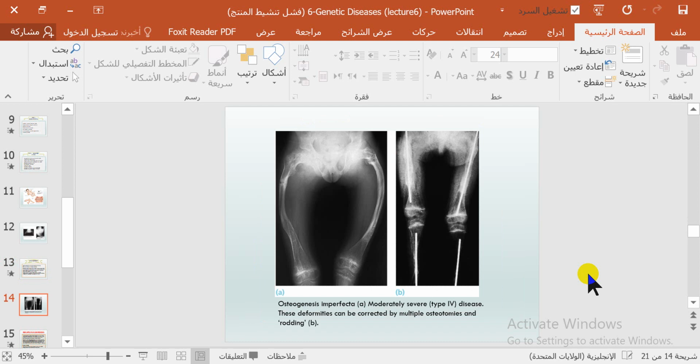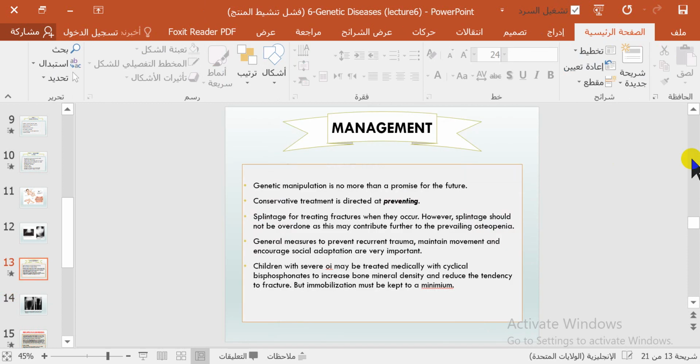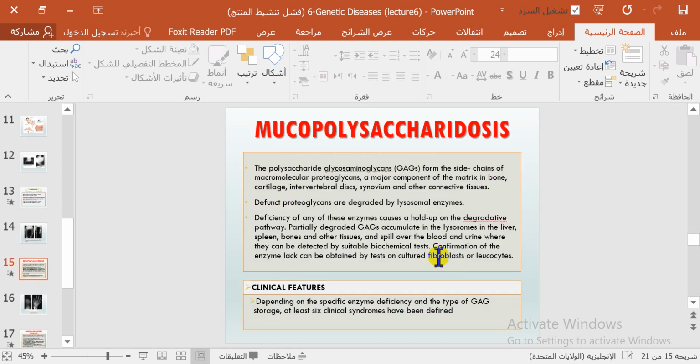Here, osteogenesis imperfecta with bowing of both femora due to multiple fractures, treated by multiple osteotomies with intramedullary nailing, what's called kebab surgery. Kebab surgery cuts the bone into multiple pieces, and then an intramedullary nail is inserted inside the bone to maintain the alignment of the bone.